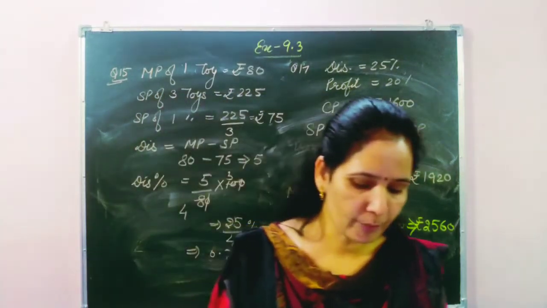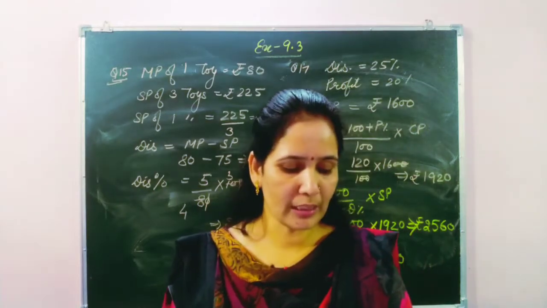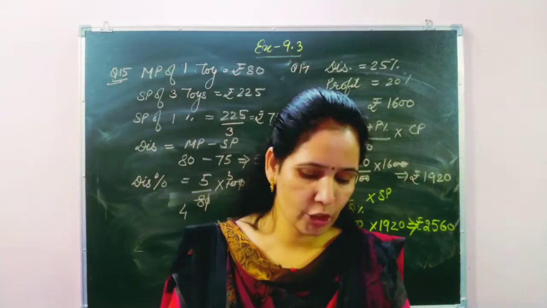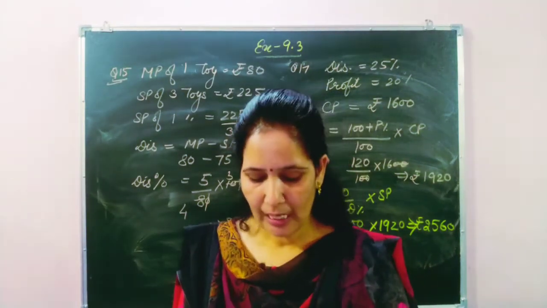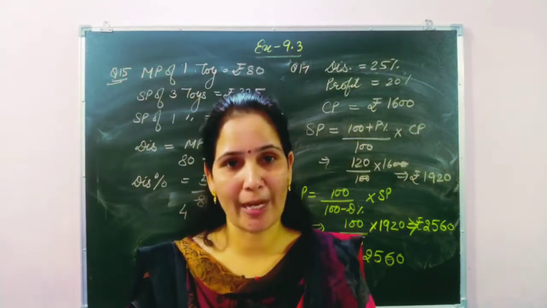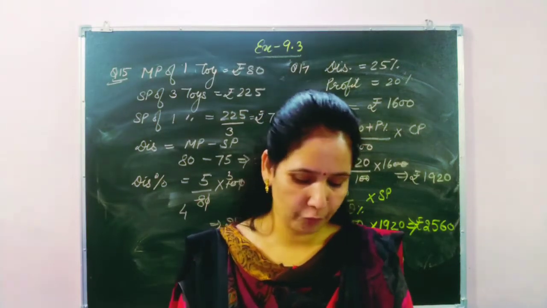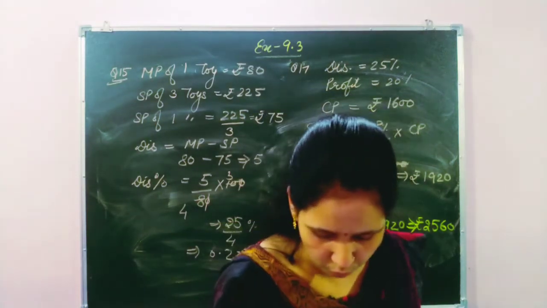Okay, now let's move to question number 18. Sundari sells a pair of bangles which cost rupees 600 at a profit of rupees 200. Students, they have given us the cost price and profit, and then the discount. Here we have to find the mark price. So how? Let's see.